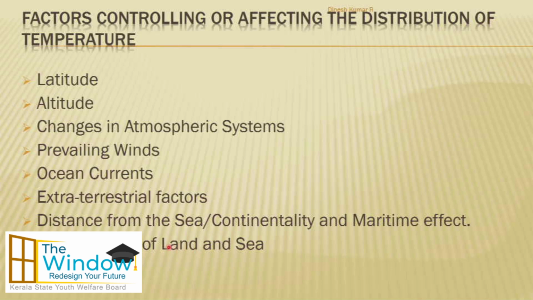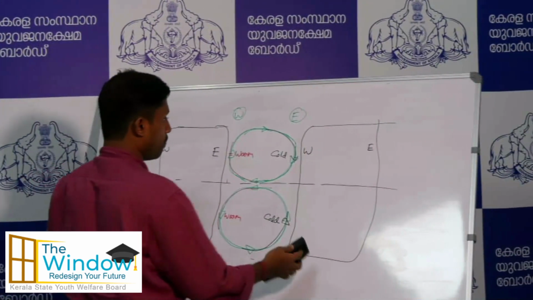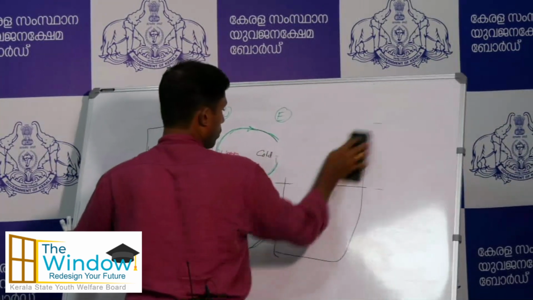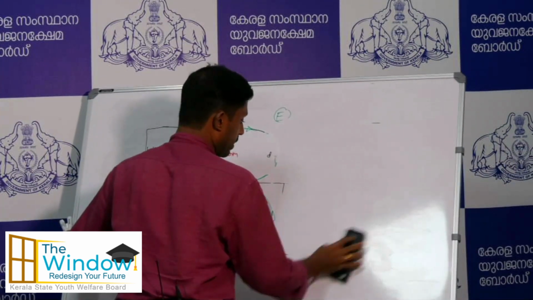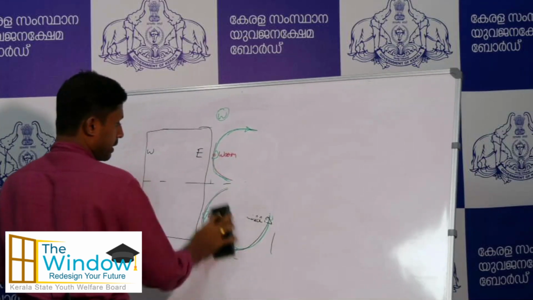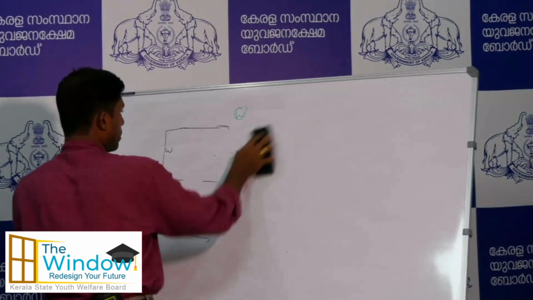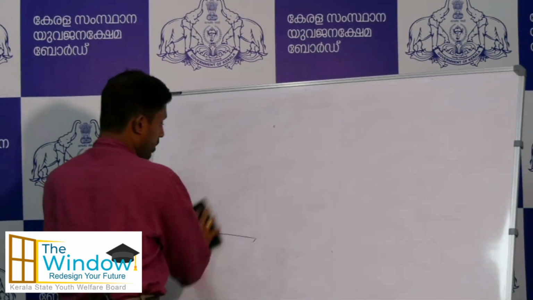Next is configuration of land and sea. This also plays a very important role. What is configuration of land and sea? Let me show you that also with a simple example. We have seen the map of India wherein we have represented the Bay of Bengal and the Arabian Sea. Let us show that particular thing to you again.